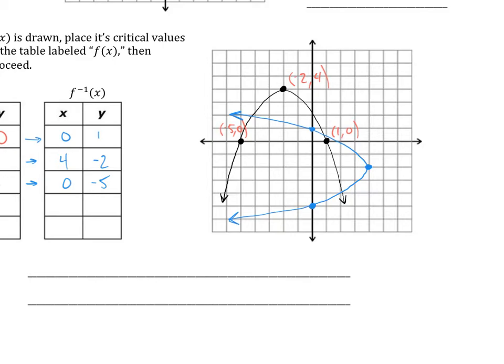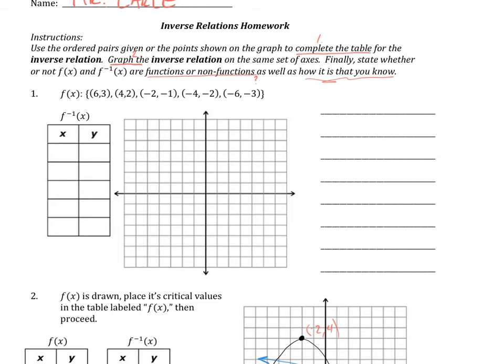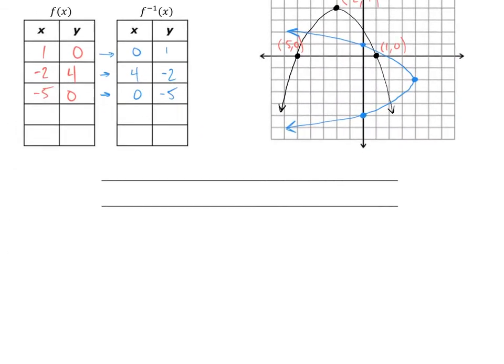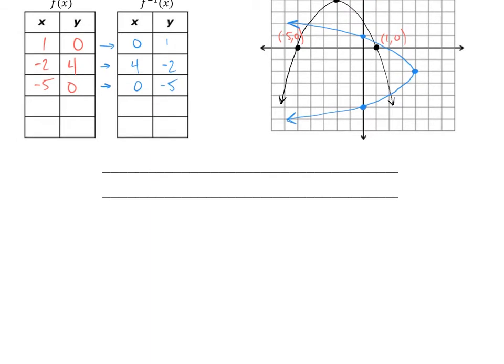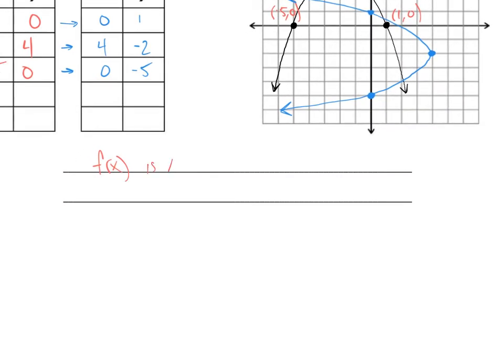Alright. So what's next to do? So we've graphed it. Now we have to state whether or not these two are functions or non-functions, and we have to write why it is that we know. So this is as simple as f of x is a function or f of x is not a function. Well, f of x is this parabola right here, and f of x passes the vertical line test, right? There's no vertical line that I could draw that would hit f of x 2 times. So I'm going to write that f of x is a function, and I'm going to say because it passes the vertical line test.